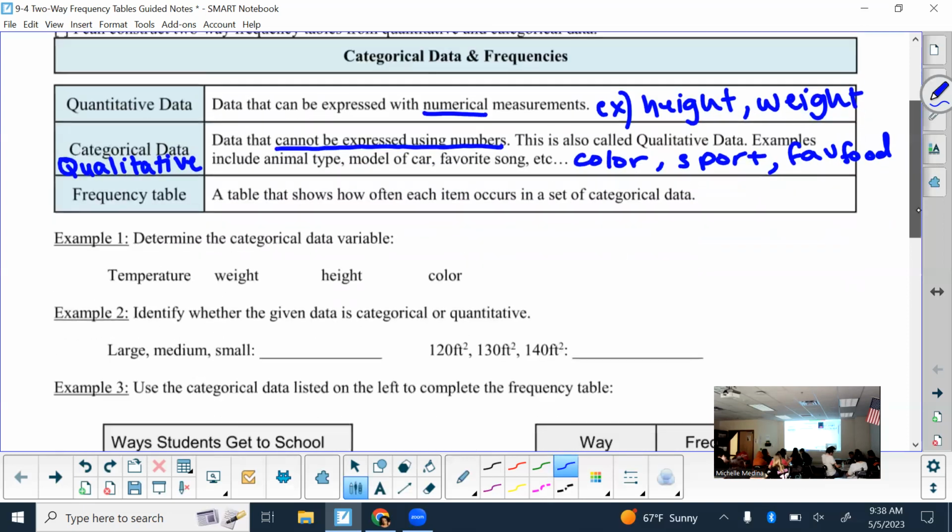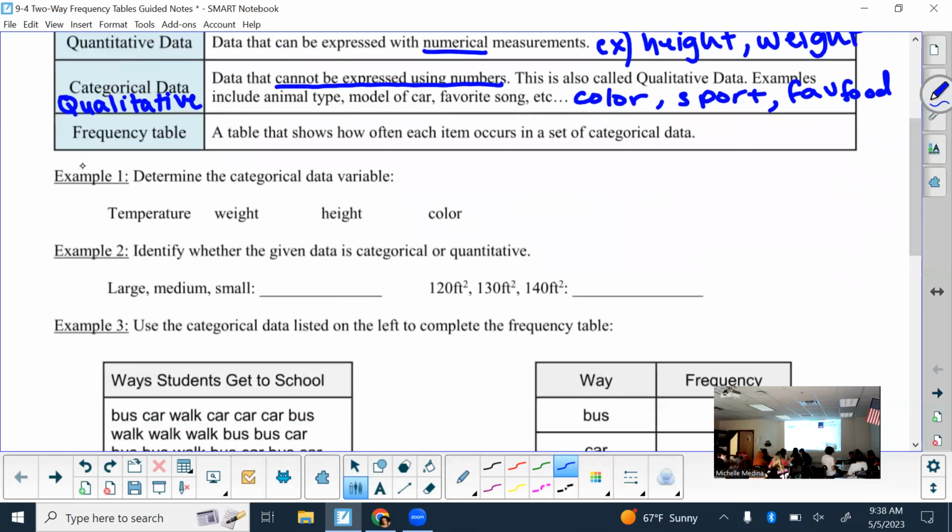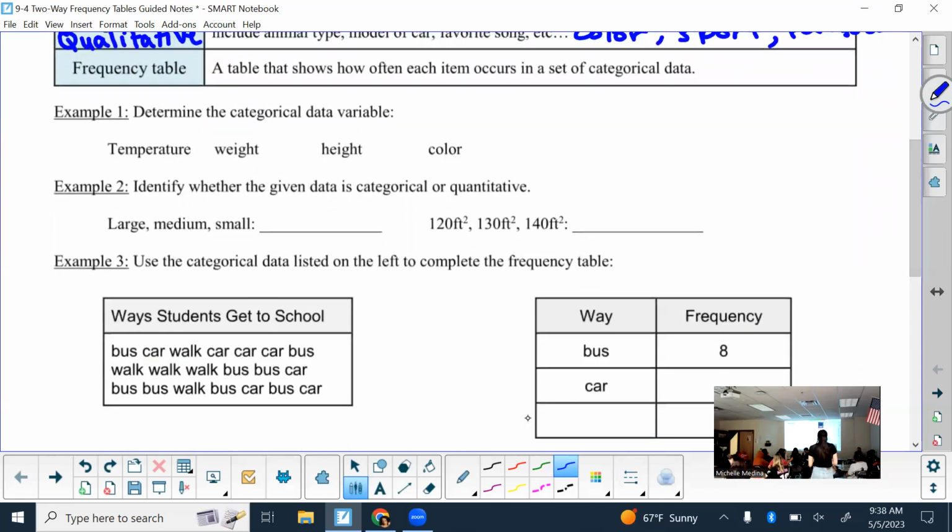All right, so then look at these 3 examples. See what you can fill in just based off of that little bit of information. So determine from that list which is the categorical data. Classify this data as either categorical or quantitative, and then complete the frequency table. So do that within your groups. I'll give you about 3 minutes.